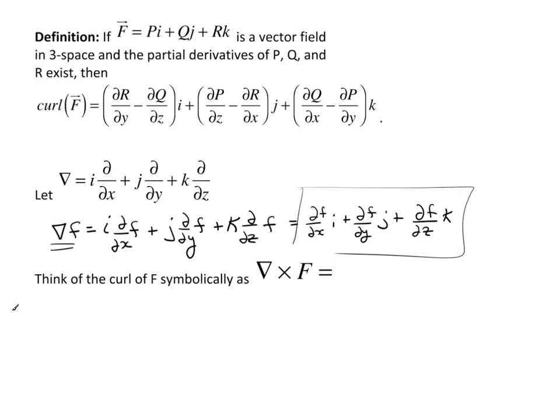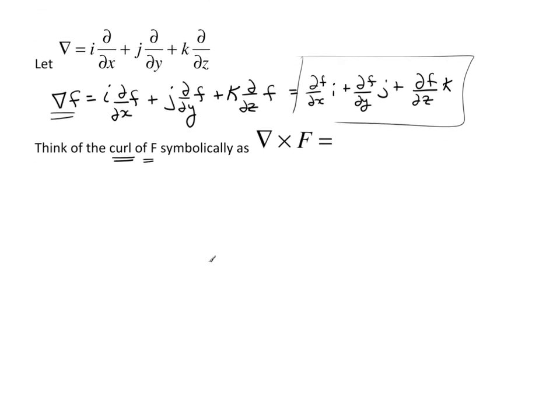So if I think of this del as a del operator rather than just a gradient, then I can think of the curl of f symbolically as this del operator cross f. So what happens if I take this operator cross f? By the definition of the cross product, I'll have i, j, and k, then the del operator, and then f. And if I'm thinking of f as being written in terms of p i plus q j plus r k, I can represent the components of f as simply p, q, and r.